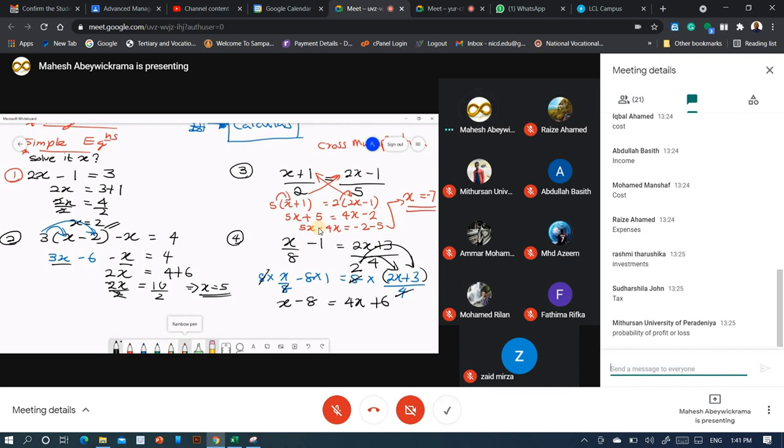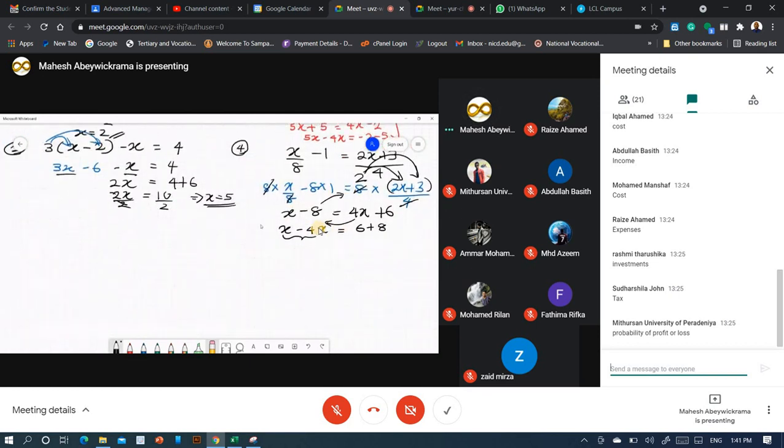Then what you can do is, you can send minus 8 to the other side and take 4x to this side. So it says x minus 4x and 6 plus 8. Then x minus 4x, which is minus 3x. If you can't understand these things, please let me know.